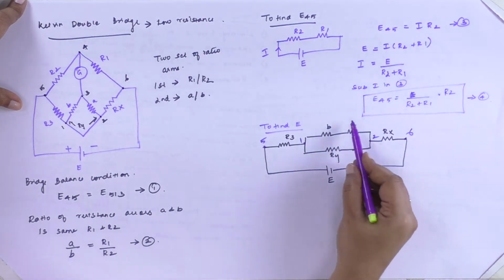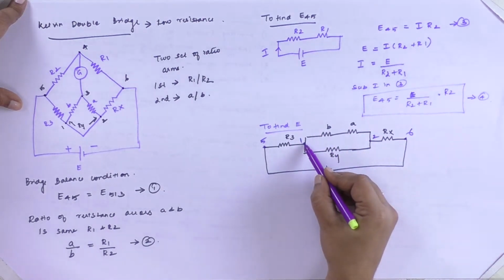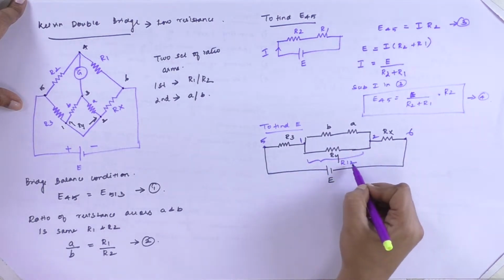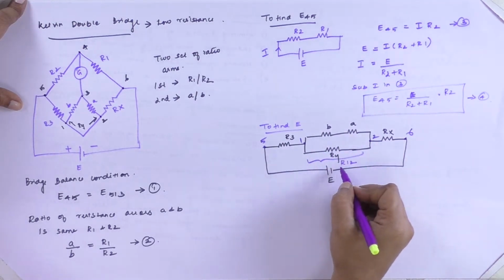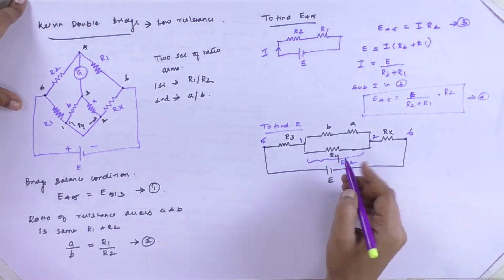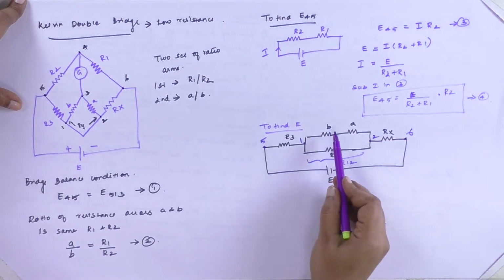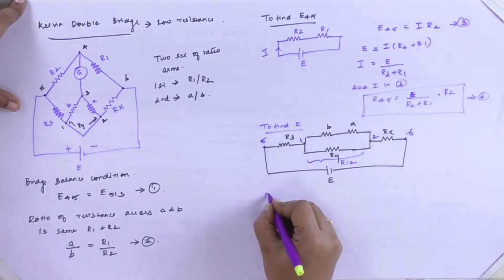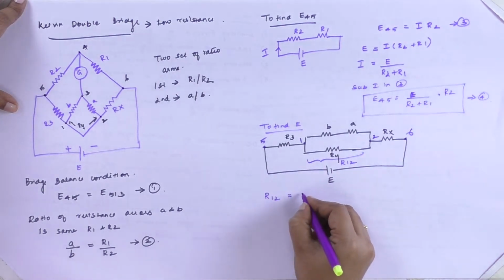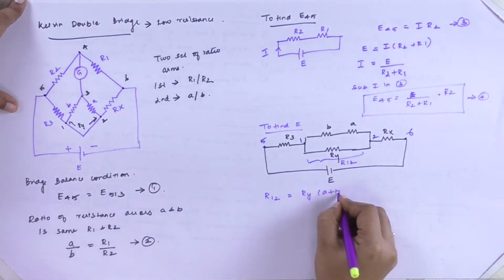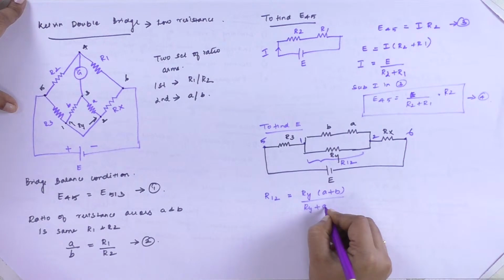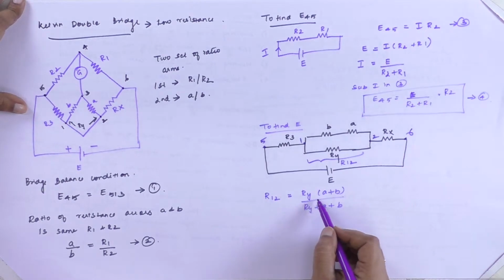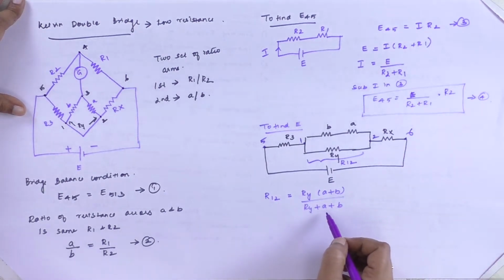Now, let me consider the equivalent resistance between the points 1 and 2 as R12. So, what will be the value of R12? Here Ry and the resistances A and B are connected in parallel, and the resistances B and A are in series. So R12 will be equal to Ry into (A plus B) divided by Ry plus A plus B.